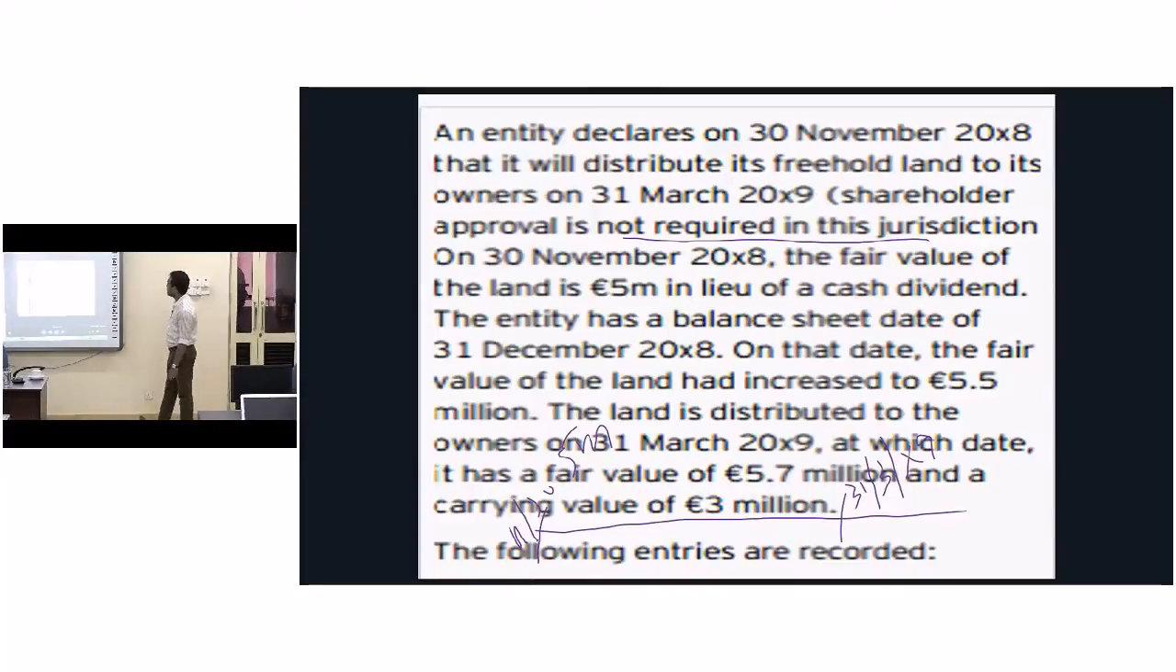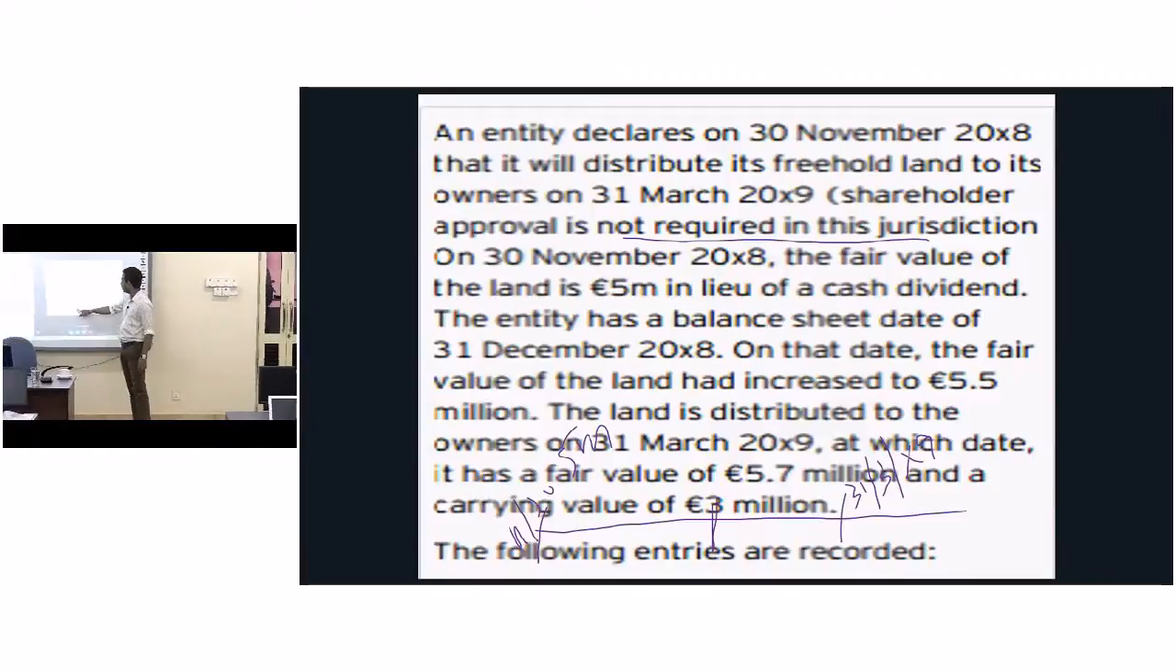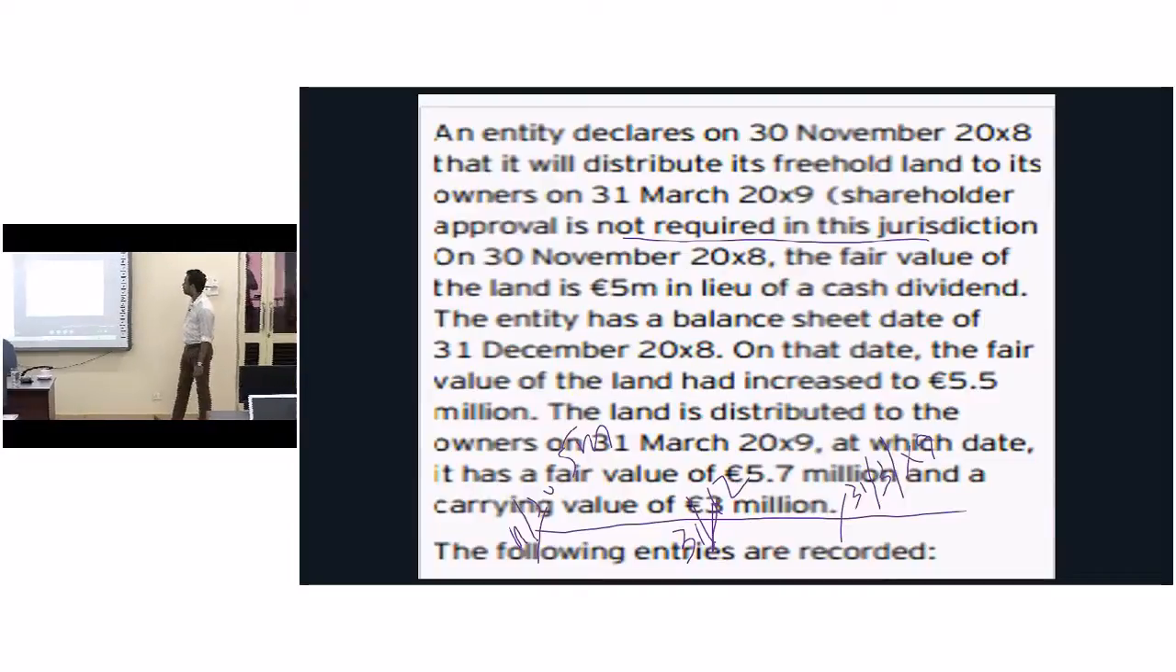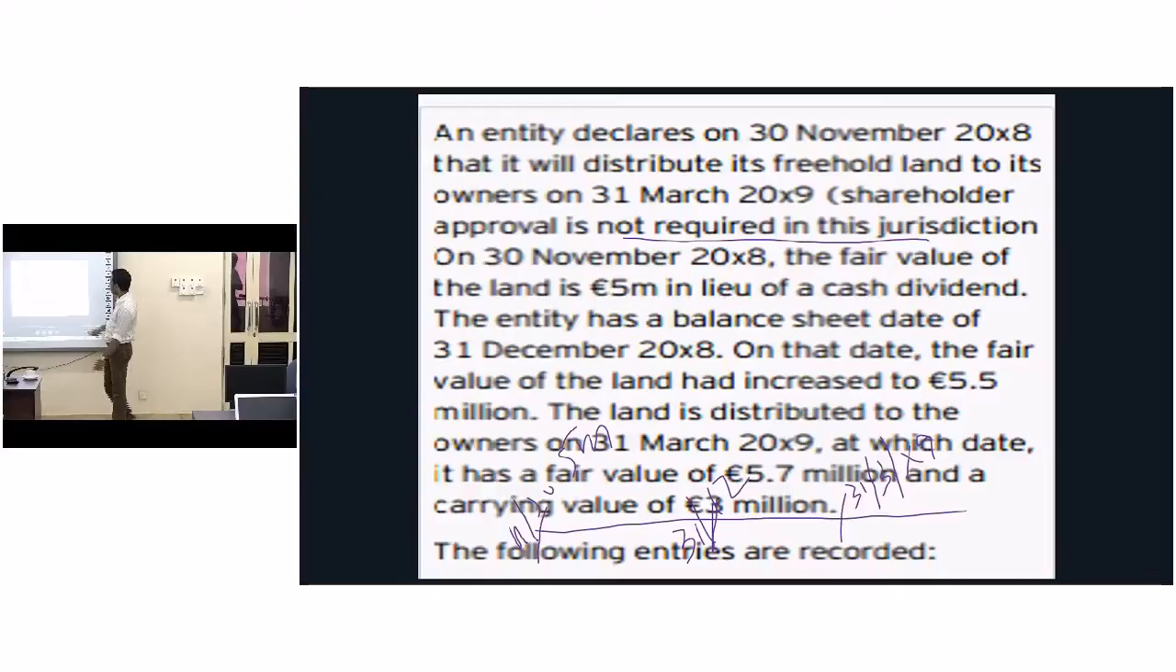The entity has a balance sheet date of December 31st. What is the balance sheet date? In this case, 31st December. Reporting date is 31st December. On that date, the land value is how much? 5.5.